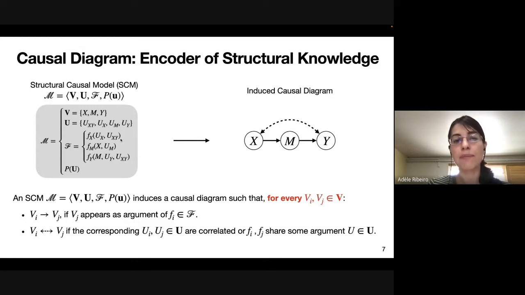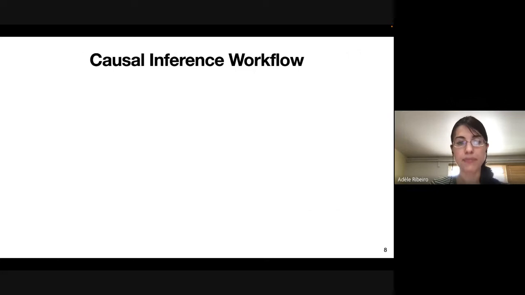So every time that this unobserved variable is both an argument of the function of X, and also an argument of the function of Y, so every time that this unobserved factor is shared between two variables, we are going to add a bidirected arrow between X and Y. This is what's written here.